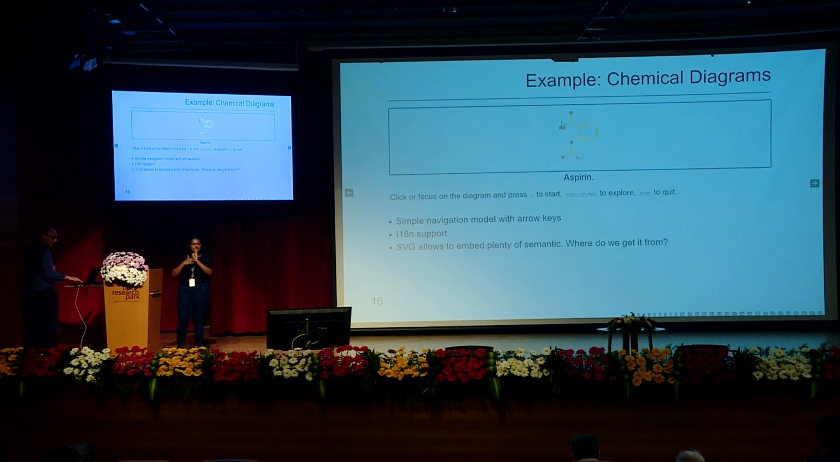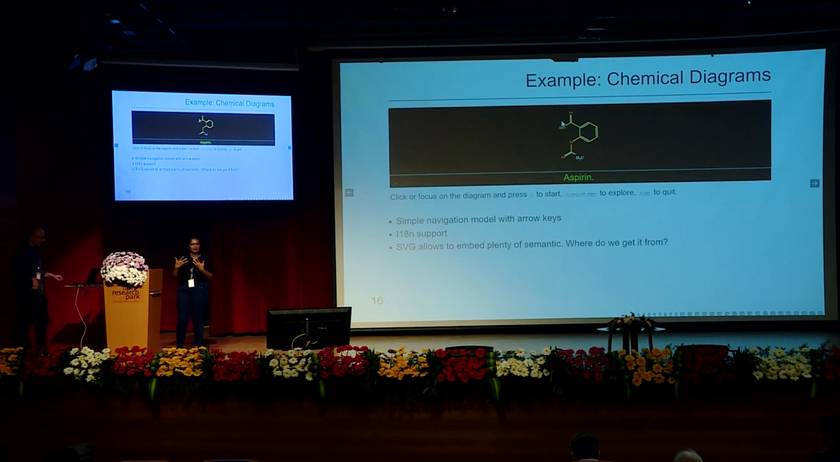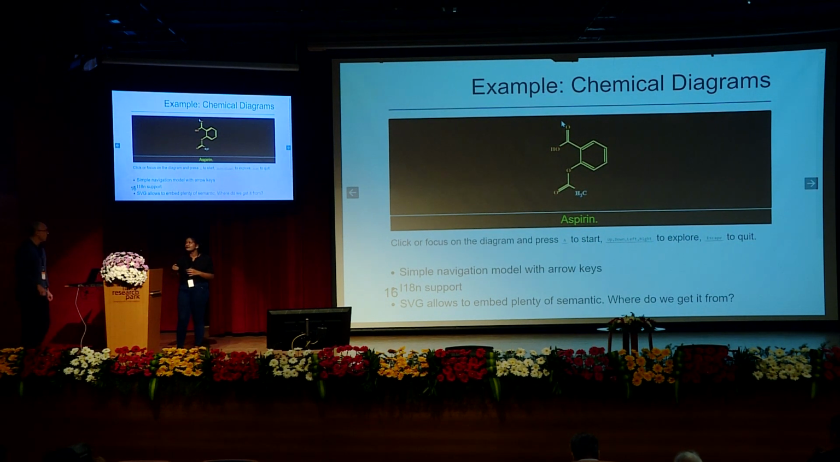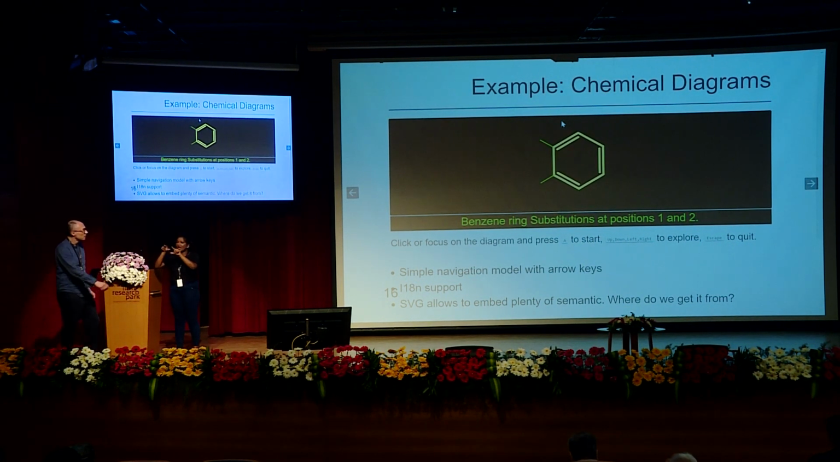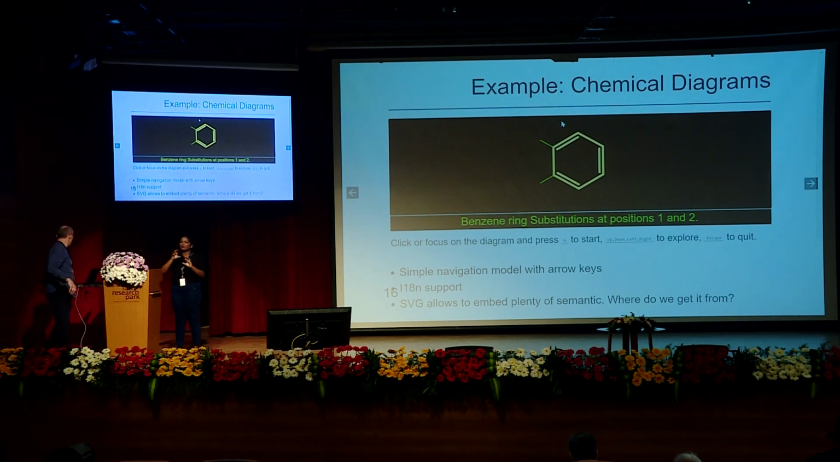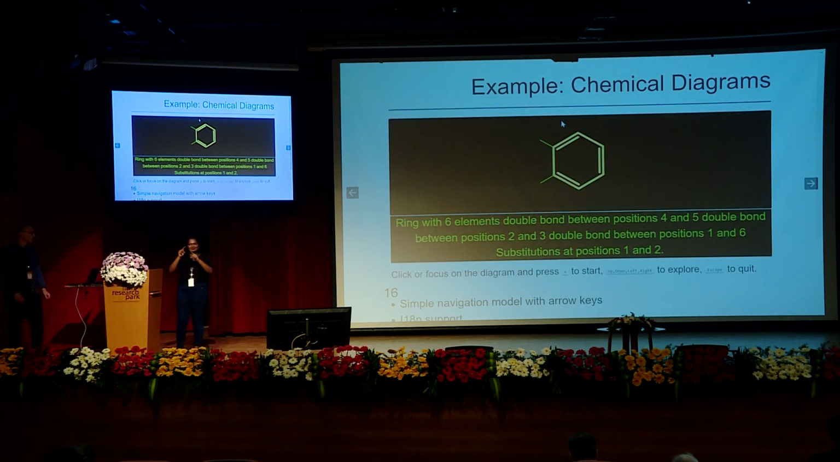I'll show you briefly why this is indeed an SVG. We can change the color, we can blow it up, we can do all kinds of nice little things with it. And then we can also, a bit similar to what we just had in the math. Benzene ring substitutions at positions 1 and 2. What happens is the benzene ring is now being focused, it's being zoomed in, and it's being read out. And of course, if you have no idea what a benzene ring is, we can switch off. Ring with 6 elements, double bond between positions 4 and 5, double bond between positions 2 and 3, double bond between positions 1 and 6, substitutions at positions 1 and 2.